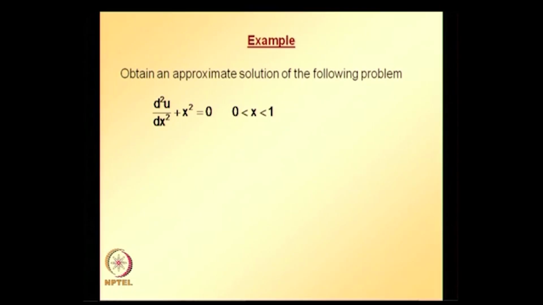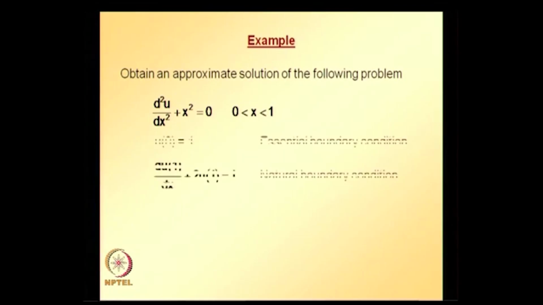over the domain 0 to 1. Again this is a second order boundary value problem, so we require 2 boundary conditions, and here mixed boundary conditions are given as in the previous example, that is you have a combination of essential boundary condition and natural boundary condition.